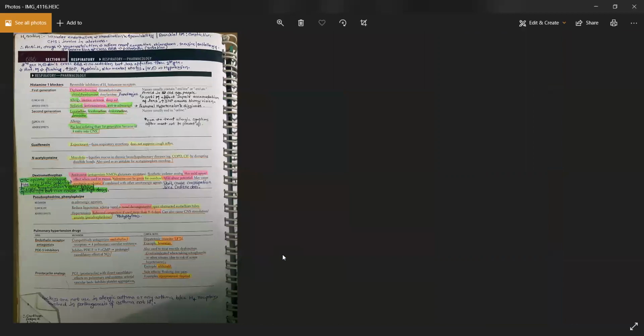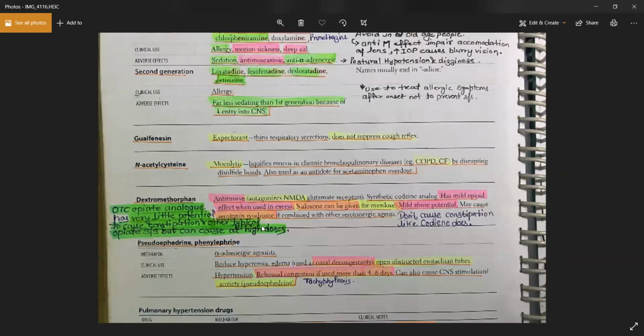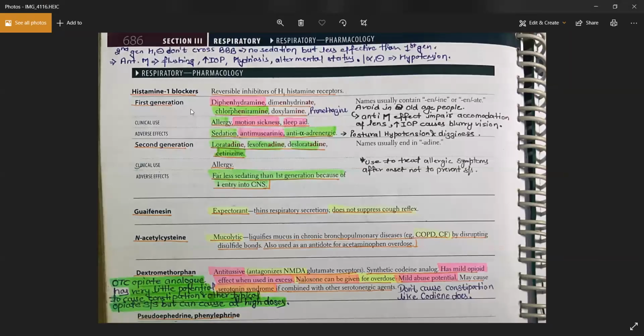Okay, so we are done with the pathology, and finally let's start the pharmacology. First we have the H1 blockers. Now tell me, where are the H1 receptors found and where are the H2 receptors found?